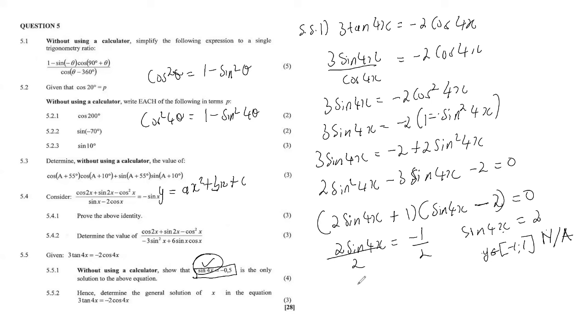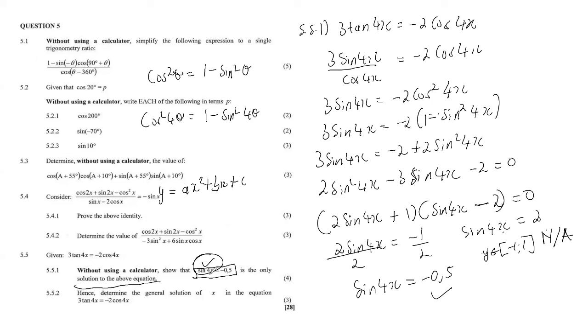But then coming back here, we now have sine 4x is equal to negative 1 over 2, which is exactly 0.5. So since this one is not applicable, this proves that the only solution is sine 4x is equal to negative 0.4. Which is what we were required to prove.